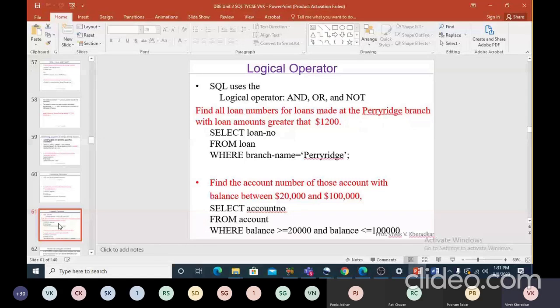So this is about the logical operators. The syntax is very simple. Between the two conditions, just use and or or. Use and when both conditions must be true, and if only one needs to be true, then use or.